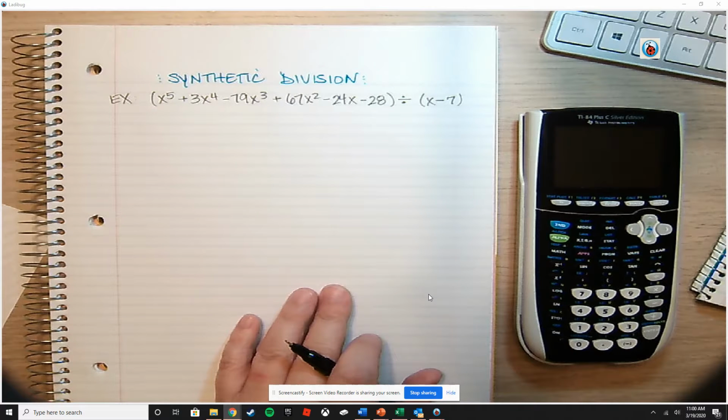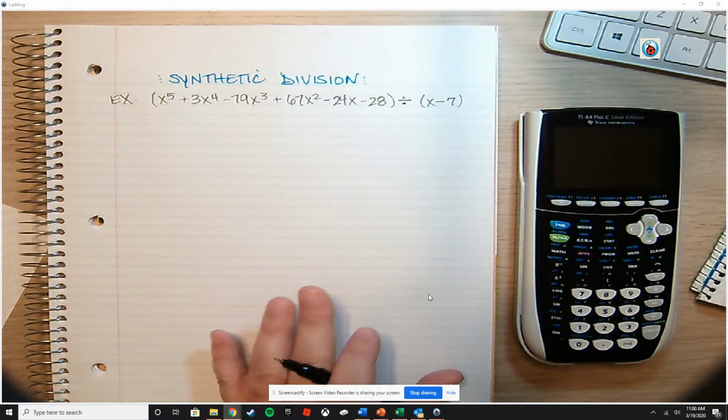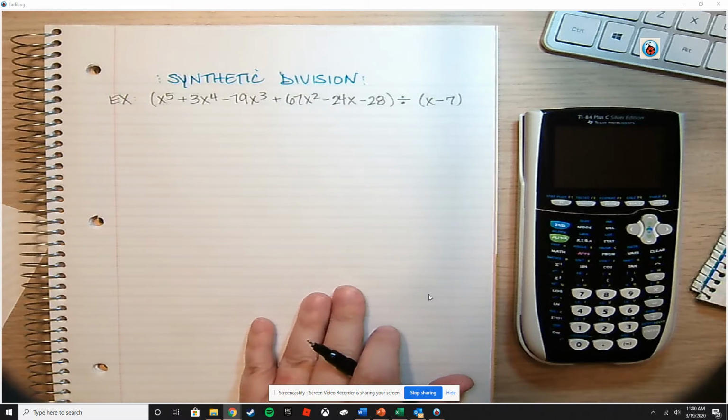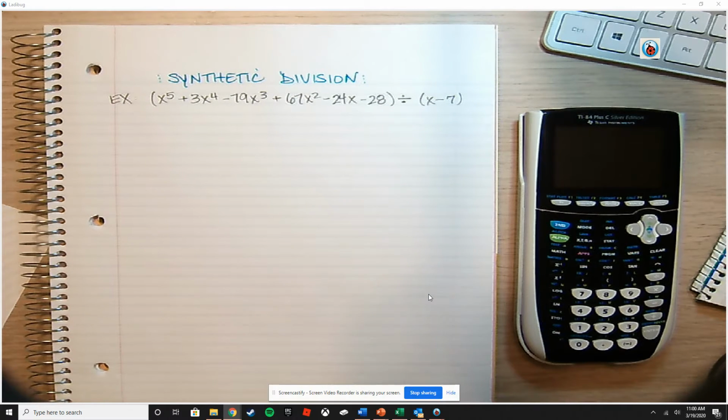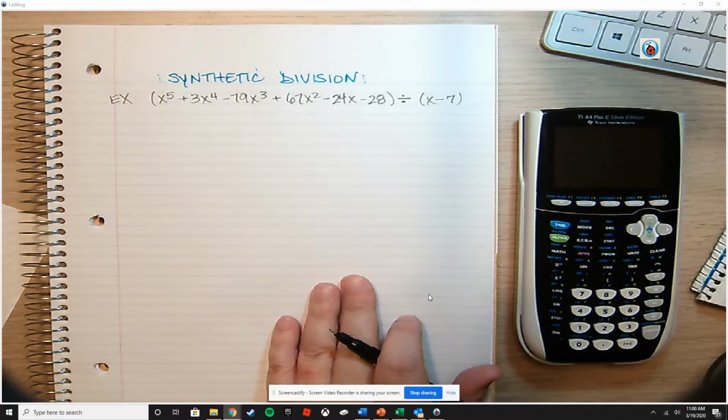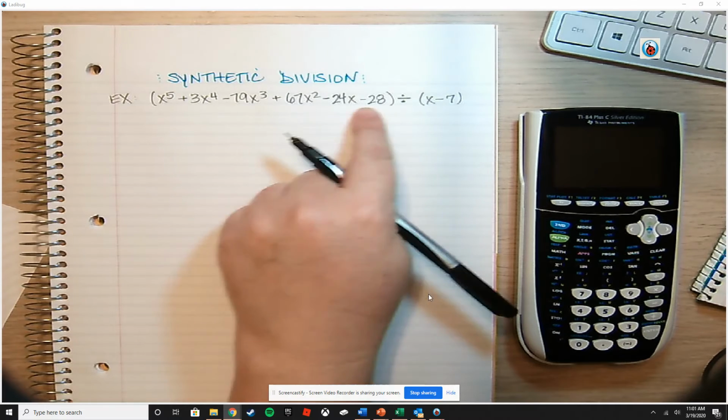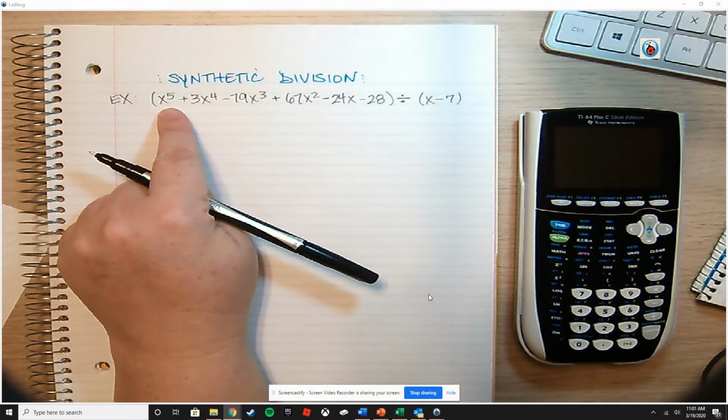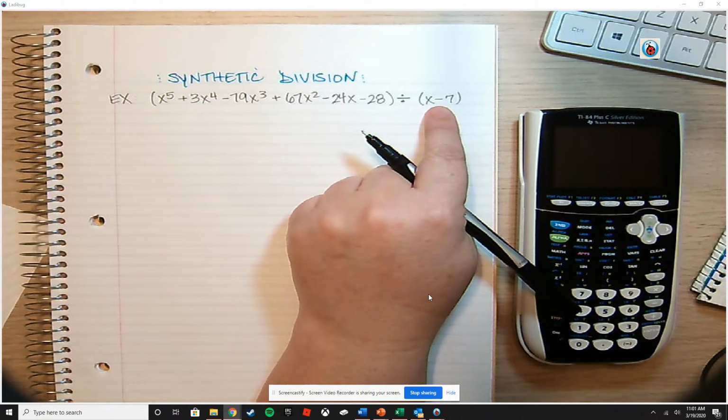All right, you guys. So you need to be patient with this process. So I'm going to teach you just how to do what's called synthetic division. And all I'm doing is I'm taking this first polynomial. Yes, I know it's very long, a little intimidating, and I'm dividing it by this polynomial.